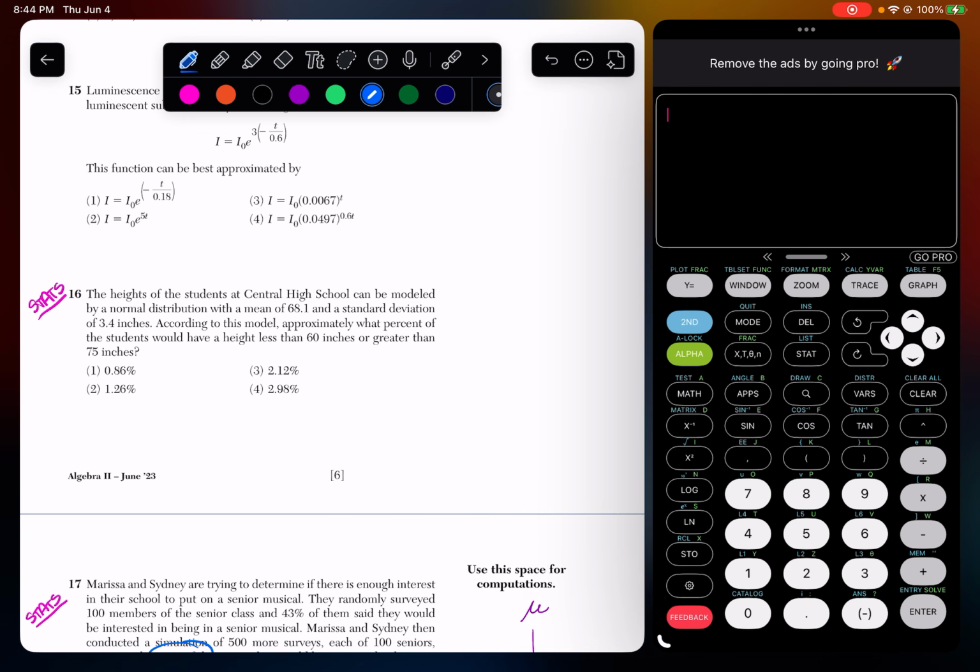So they say the heights of the students at Central High School can be modeled by a normal distribution. I'm going to just sketch my bell curve right away with a mean of 68.1. So I know that's my typical height. And a standard deviation of 3.4 inches. So if I go up 3.4, up 3.4, down 3.4, down 3.4, that's where I get my middle 95%, right?